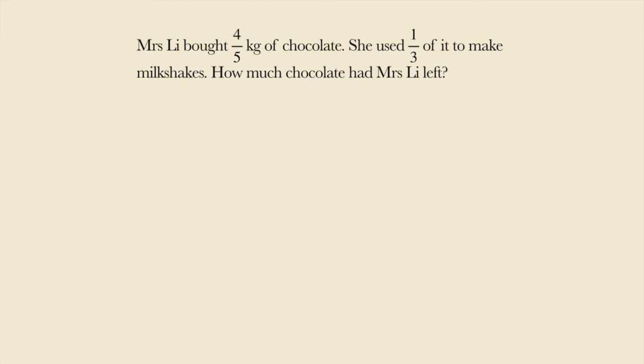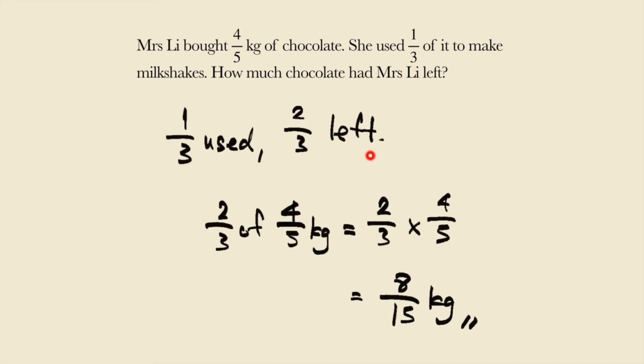Mrs. Lee bought 4 or 5 kilograms of chocolate. She used 1/3 of it. Now, this goes back to the beginning of this section, doesn't it? Is this kilograms? Nope, it's units. It's 1/3 of this. Now, she used this. How much left? Oh, if 1/3 was used, 2/3 was left. So what's 2/3 of 5 kg? Here, of as in multiply.